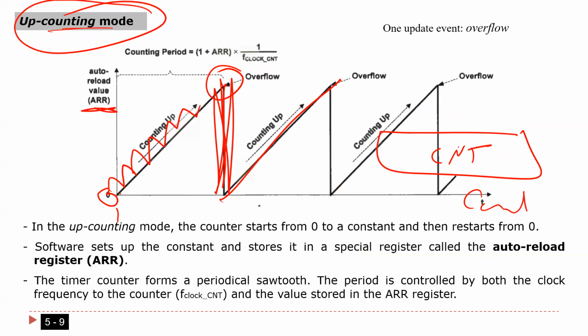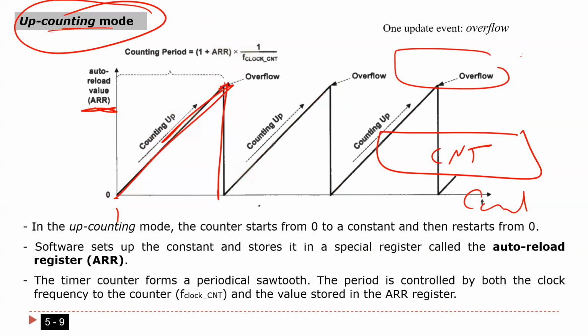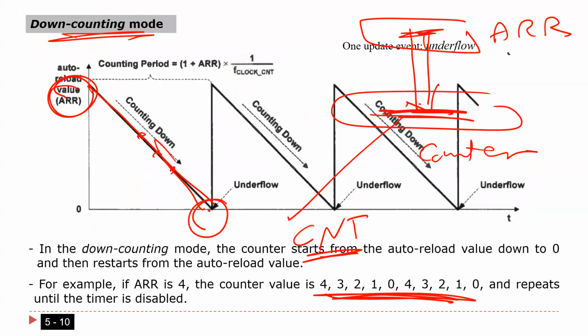Okay, what happens here? Once you reach ARR, so once they are equal, the hardware automatically is going to clear this one to count again. Once it's equal, it's going to clear it and so on. Okay.